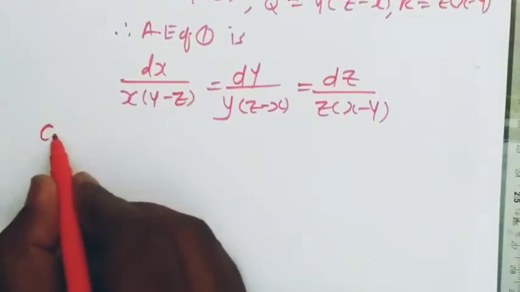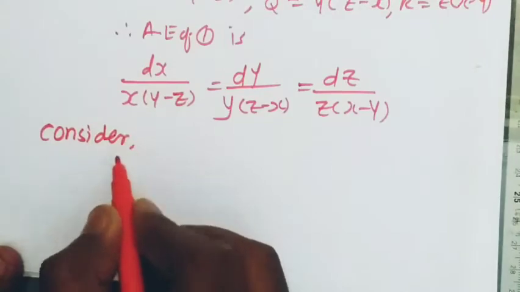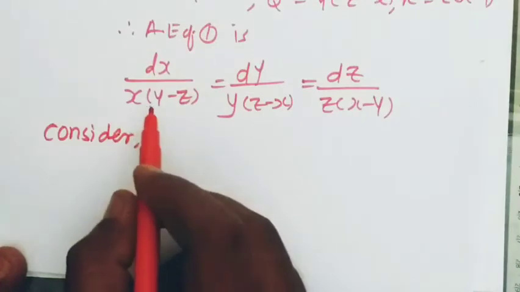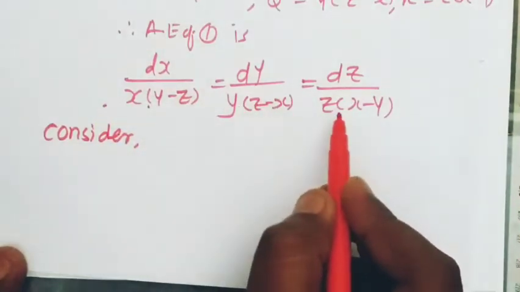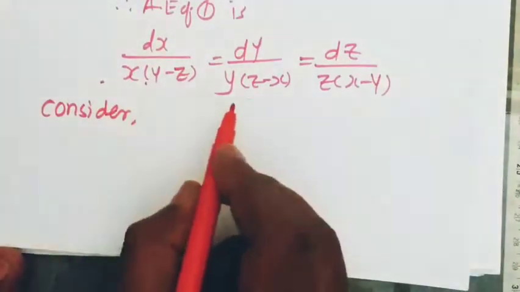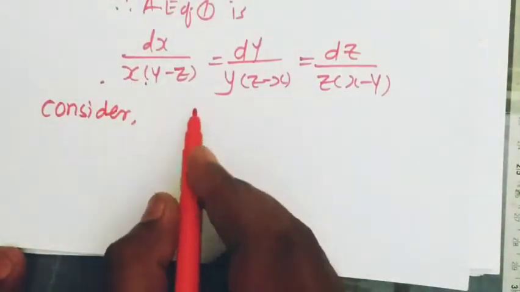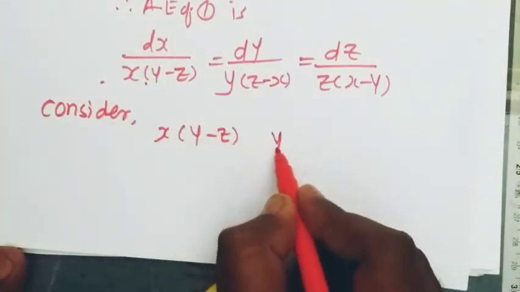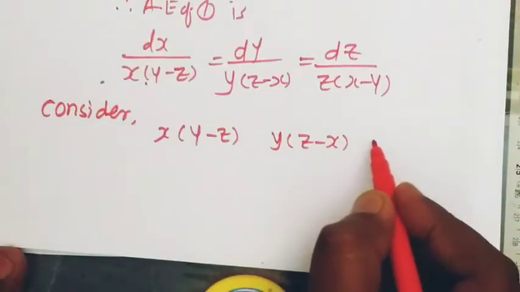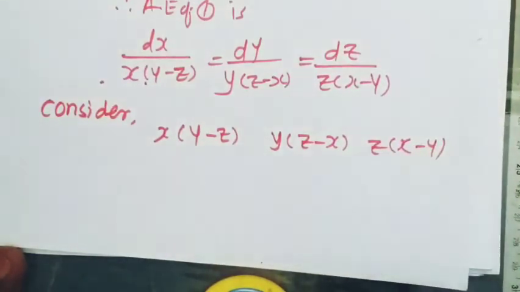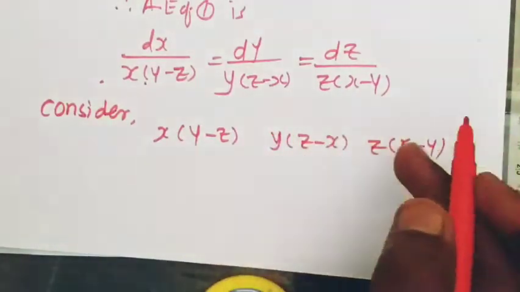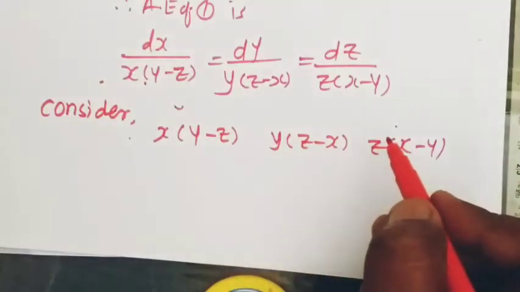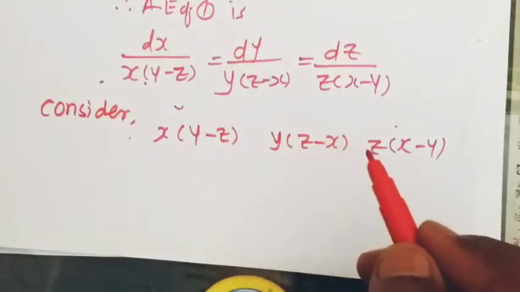In the method of multipliers we consider a set of multipliers. We need to select the values such that L into P plus M into Q plus N into R equal to 0. So for that purpose I am going to write x(y minus z), y(z minus x), z(x minus y). Now these are P, Q and R. I am going to multiply by L, M, N to these, so that the addition of the three will be equal to 0. That set of multipliers we have to guess.